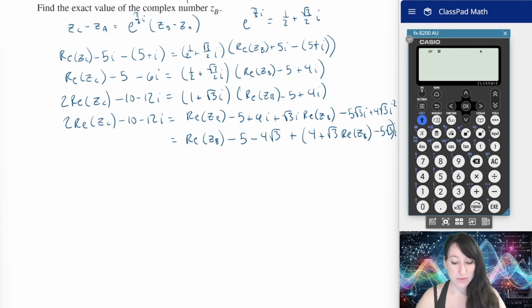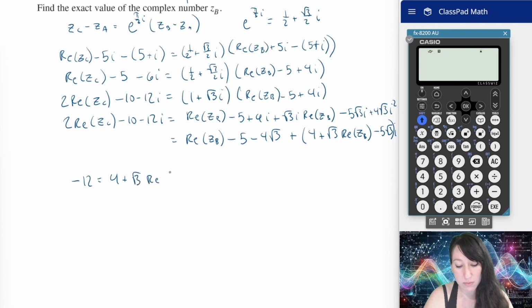Okay, so we can see that the imaginary components only involve the real component of zb. So if we set those equal to each other, we'll be able to solve for the real component of zb. So on the left-hand side, it's just the -12. On the right-hand side, it's 4 plus root 3 times the real component of zb minus 5 root 3.